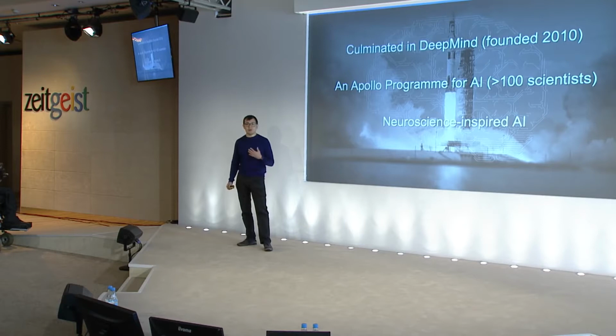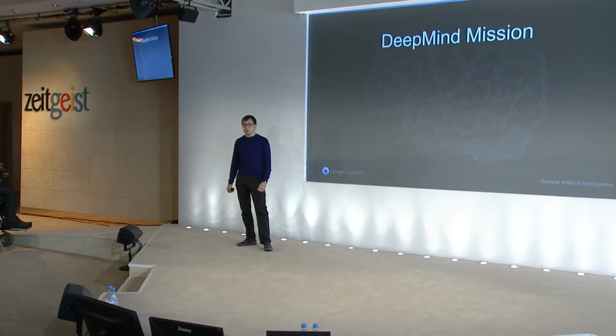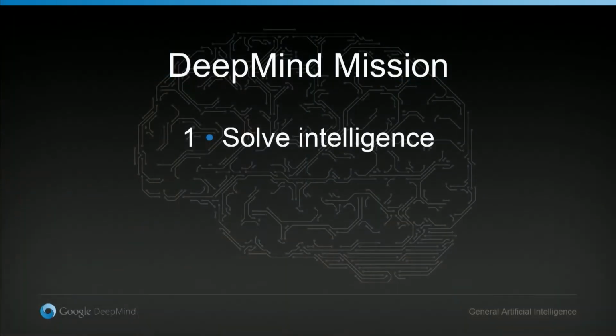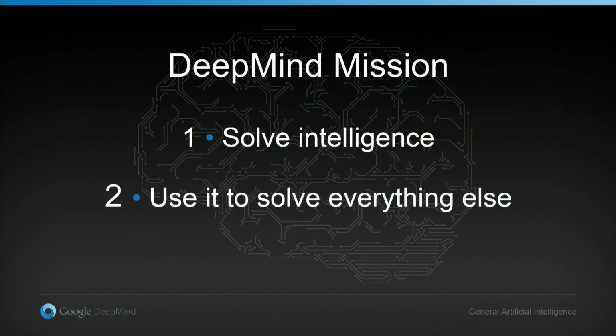At DeepMind, the type of AI we work on is neuroscience-inspired AI, so inspired by how the brain works at a very high level, a systems level. One way we articulate our mission at DeepMind is step one, solve intelligence, and then step two, use it to solve everything else. We think about the intelligence problem within this framework called reinforcement learning.